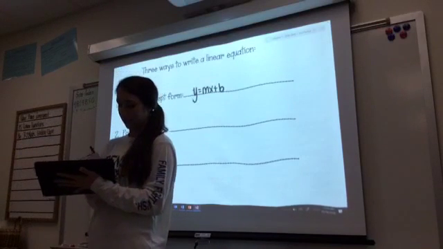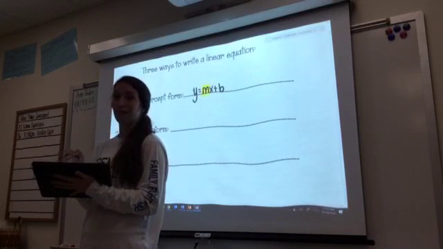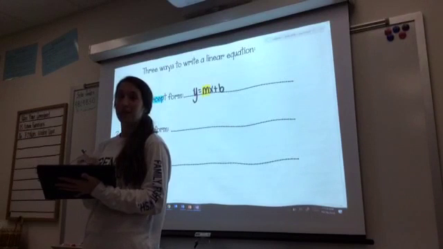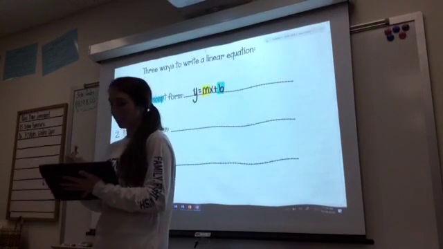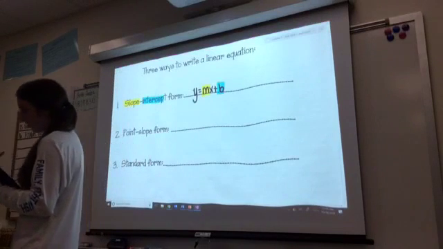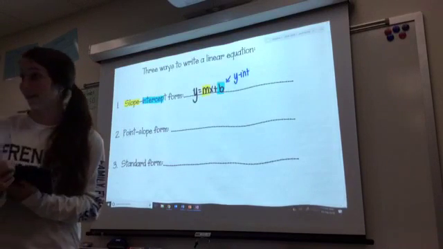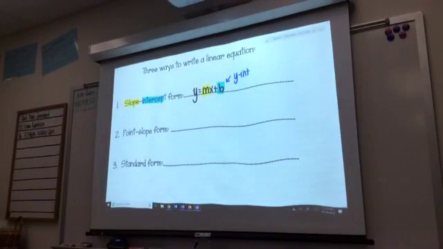Ready? Slope. It gives you the slope. And intercept, because it gives you the intercept. What's your B? Which intercept? It's your y-intercept. Look at how creative we are. The reason it's called slope-intercept form is because they give you the slope and the intercept. Pretty simple? Okay?